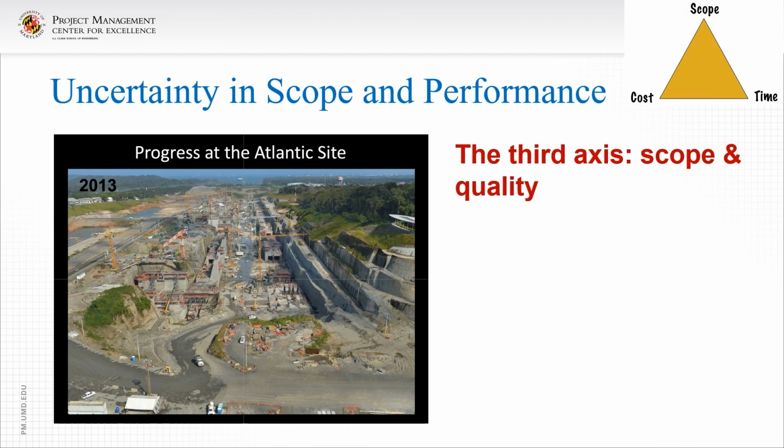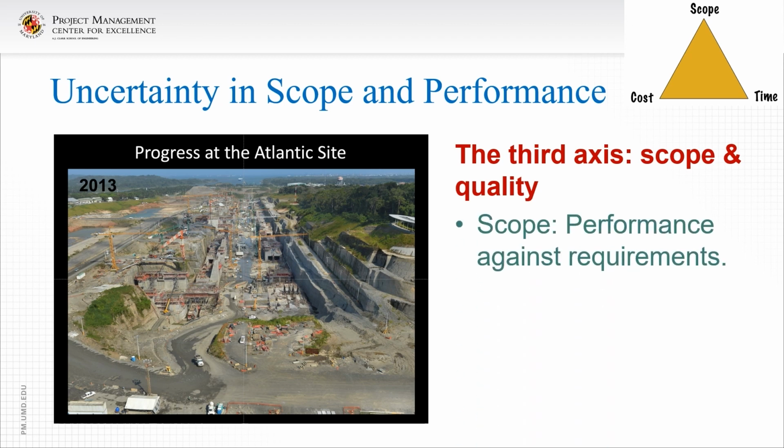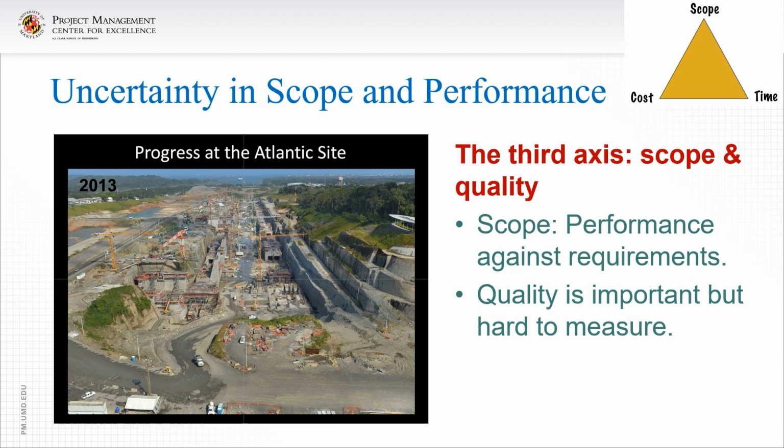The third axis of the iron triangle is scope and quality. More difficult. Scope is performance against requirements. That's pretty straightforward. The project has a set of deliverables and requirements, and our scope is to make sure that we deliver those in adequate quality. But quality, while important, is also often very hard to measure. And I point out that change of scope as a project goes on is often a major project risk. A change of scope means potentially increased costs, longer schedules, delays, and is often difficult to anticipate.